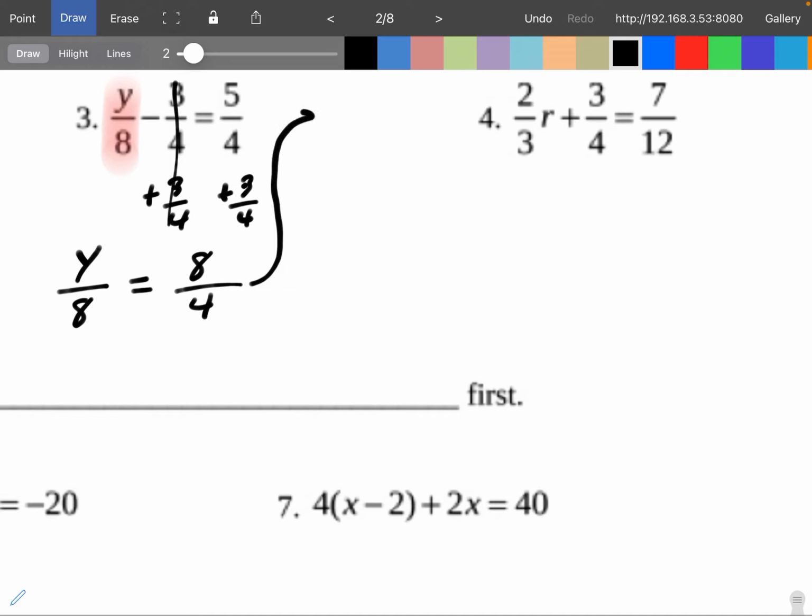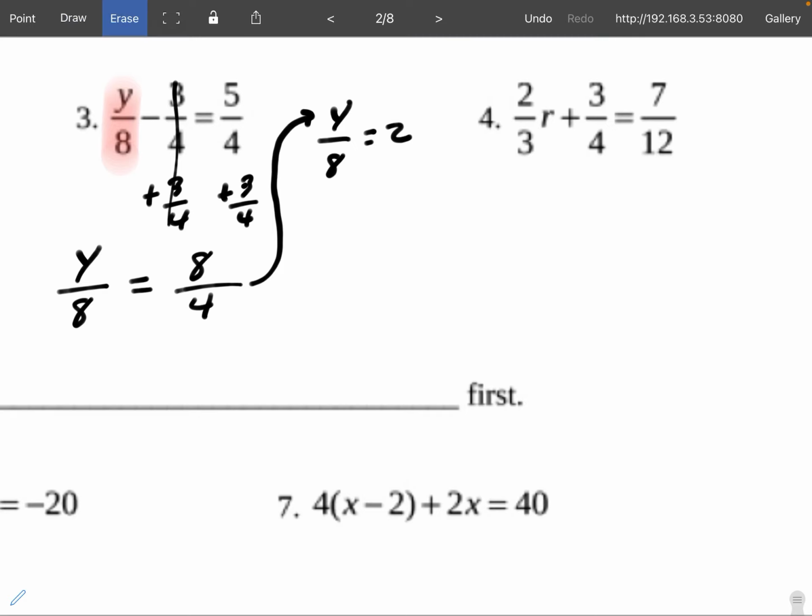Okay, so now we're at, let's see, where can I go here? I need some more room. I'll come up here. So I've got y over 8 equals 2. So then, I actually don't have enough room for my multiplication now.